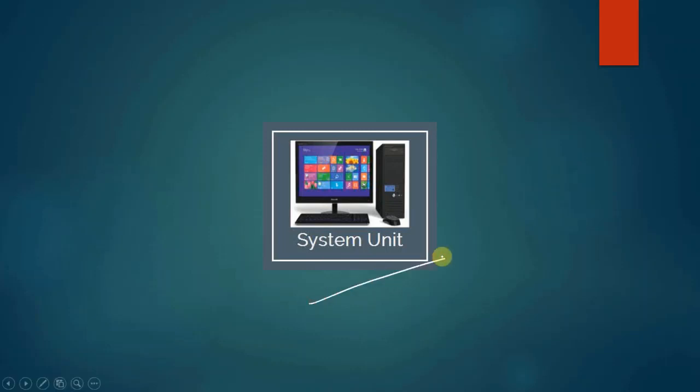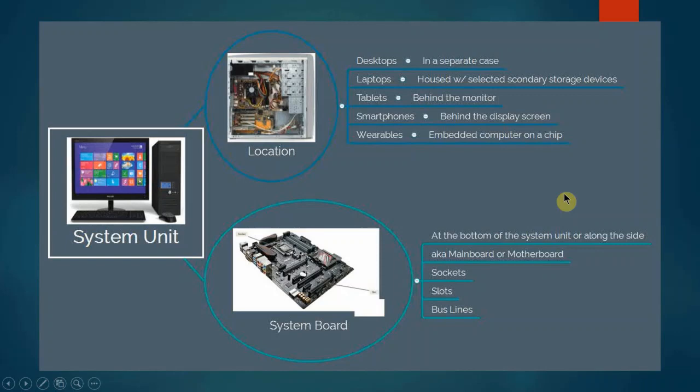The system unit. First of all, what is the system unit? The system unit, also known as the system chassis, is a container that houses most of the electronic components that make up a computer system.